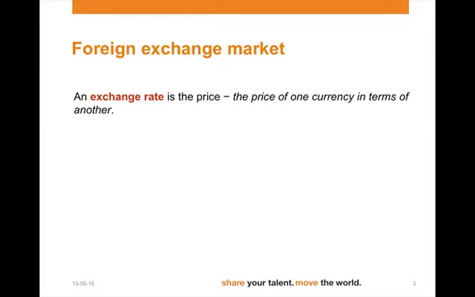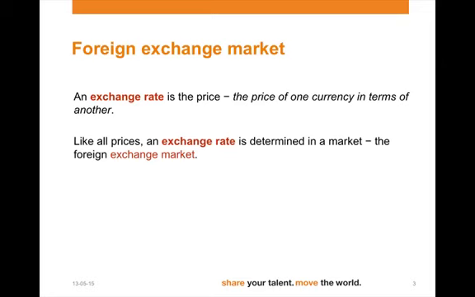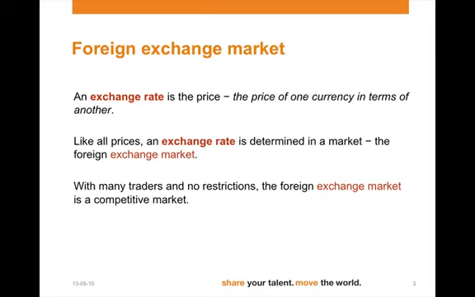What is the foreign exchange market? On the foreign exchange market, currencies are traded, and as for any market, a price is established. The exchange rate is the price of one currency in terms of another. With many traders and no restrictions, the foreign exchange market is a highly competitive market.